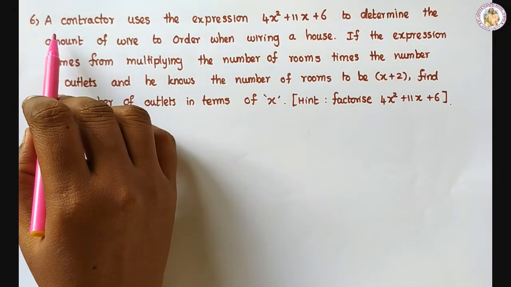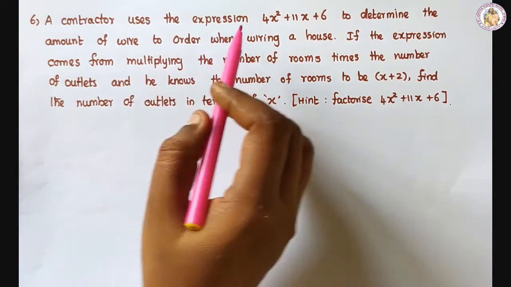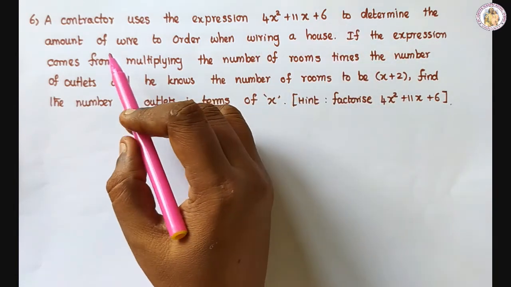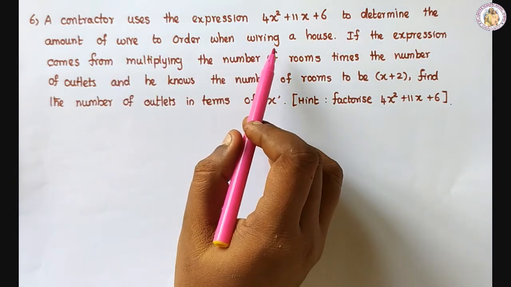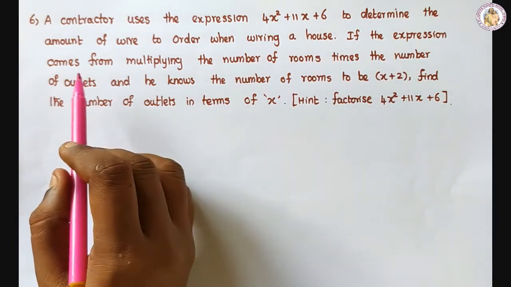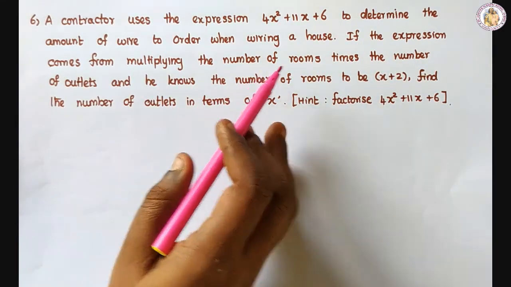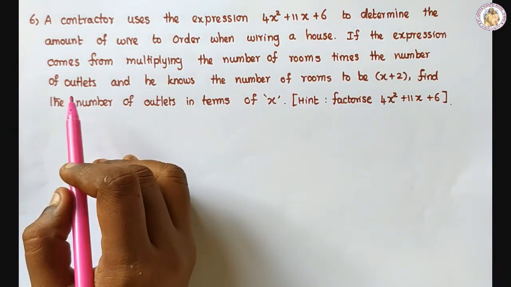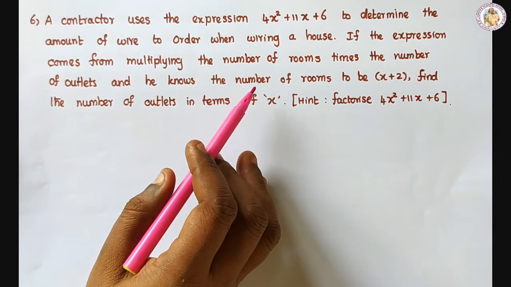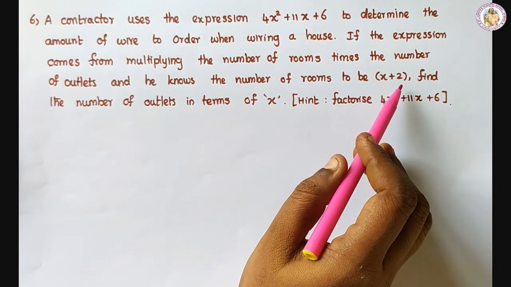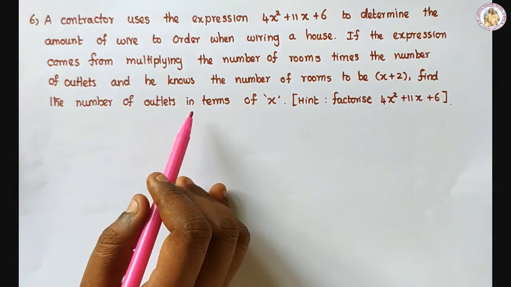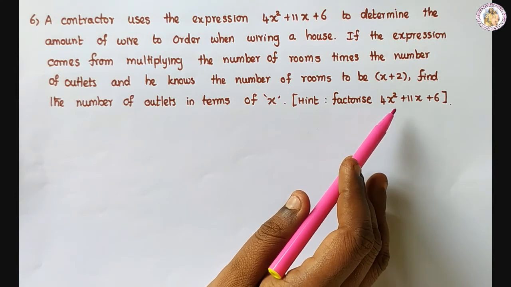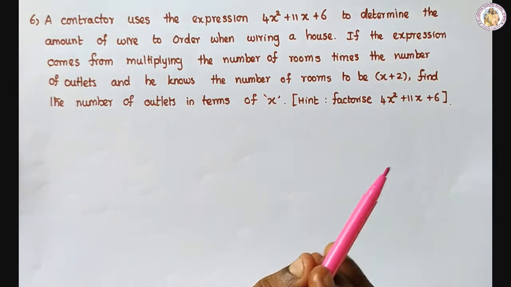Sixth one, a contractor uses the expression 4x squared plus 11x plus 6 to determine the amount of wire to order when wiring a house. If the expression comes from multiplying the number of rooms times the number of outlets, and he knows the number of rooms to be x plus 2, find the number of outlets in terms of x. Hint: factorize 4x squared plus 11x plus 6.